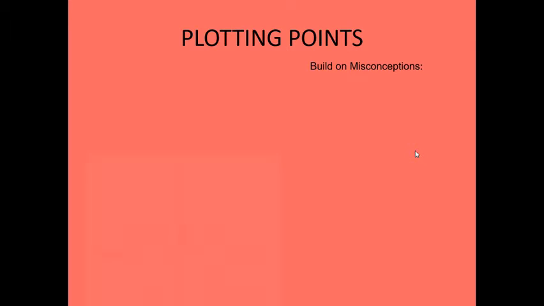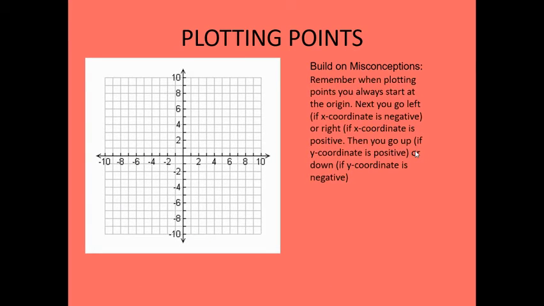All right, plotting points. Remember, when plotting points, you always start at the origin. You either go left or right. If the x-coordinate is negative, you go left. If it's positive, you go right. You go up if the y-coordinate is positive, or down if the y-coordinate is negative.